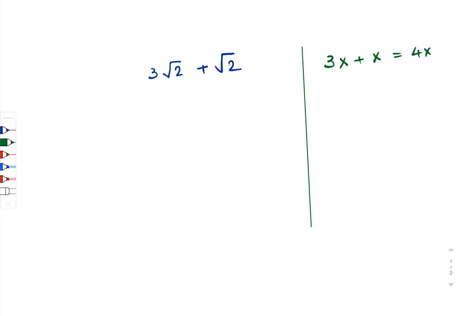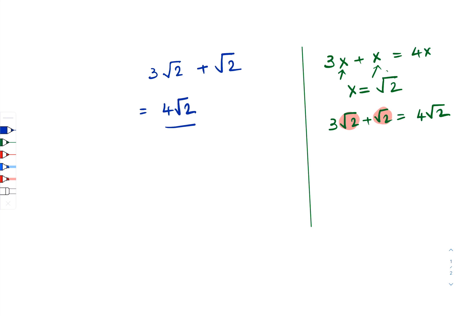If I told you that x was equal to square root of 2, then replacing x with the square root of 2, I get 3 square root of 2 plus square root of 2, which gives you 4 square root of 2, because I'm just looking at the coefficient of the square root. We apply the same logic here. 3 square root of 2 plus square root of 2 is 3 plus 1 square root of 2, which is 4 square root of 2. And there you have it.